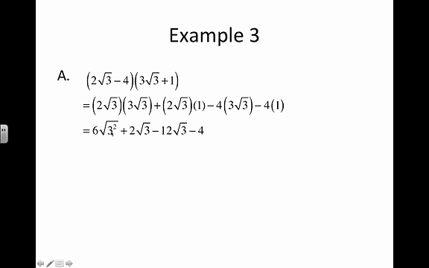Alright, let's see, we need to bring this 3 out, so we'll have 6 times 3. 2 square root of 3 minus 12 square root of 3 is minus 10 square root of 3 and then minus 4. 6 times 3 is 18 minus 4 is 14, so 14 minus 10 square root of 3.